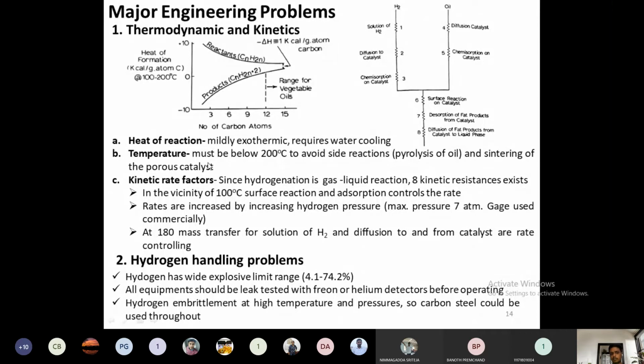So the operating temperature of the hydrogenator will be below 200 degrees centigrade in order to avoid the side reactions. The first side reaction is the pyrolysis or degradation of the oil triglycerides. So in order to stop that, we have to do the reaction below 200 degrees centigrade.